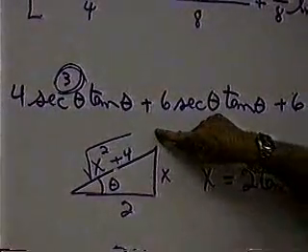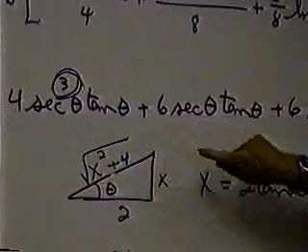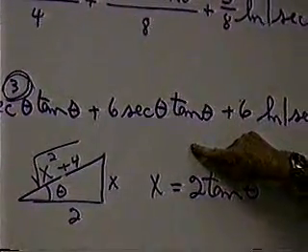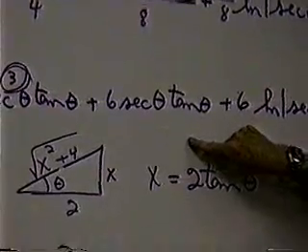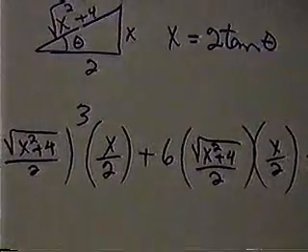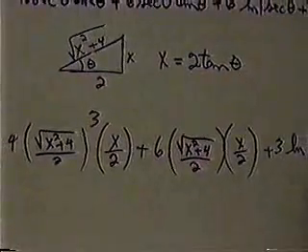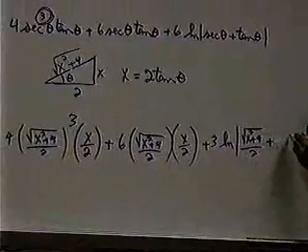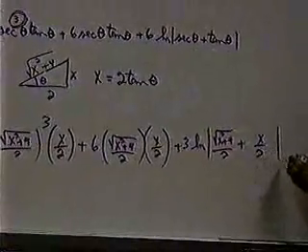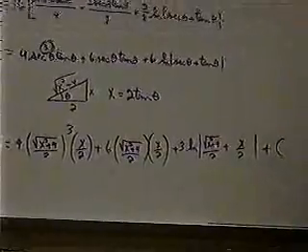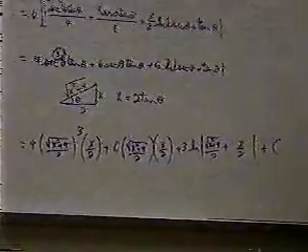Then the tangent is side opposite over side adjacent. And then 6 times secant is the square root of x squared plus 4 over 2, and the tangent is x over 2. And then you put these same things here. So you have the square root of x squared plus 4 over 2 and x over 2. And don't forget, you always have a plus C on indefinite integrals if we don't have limits.